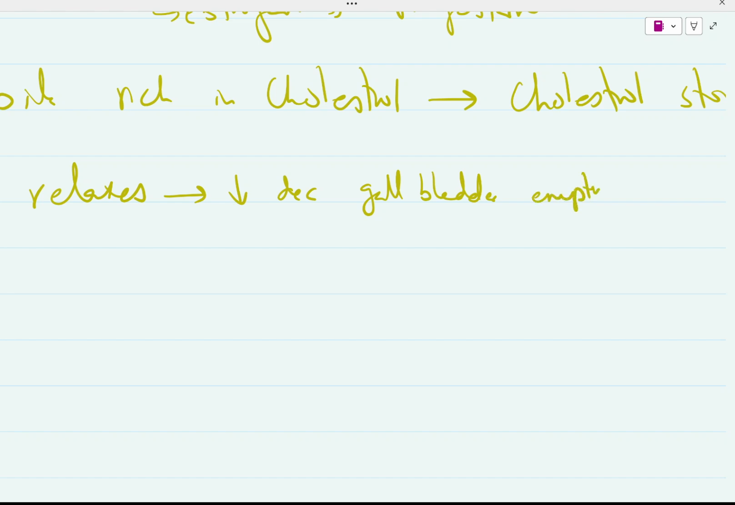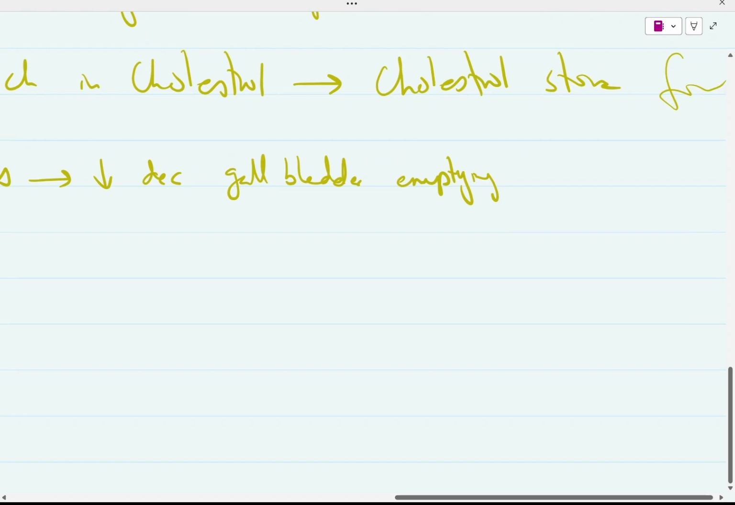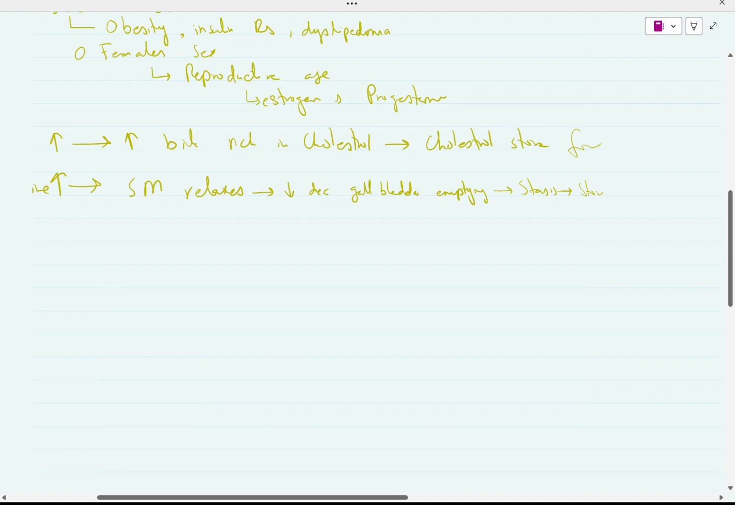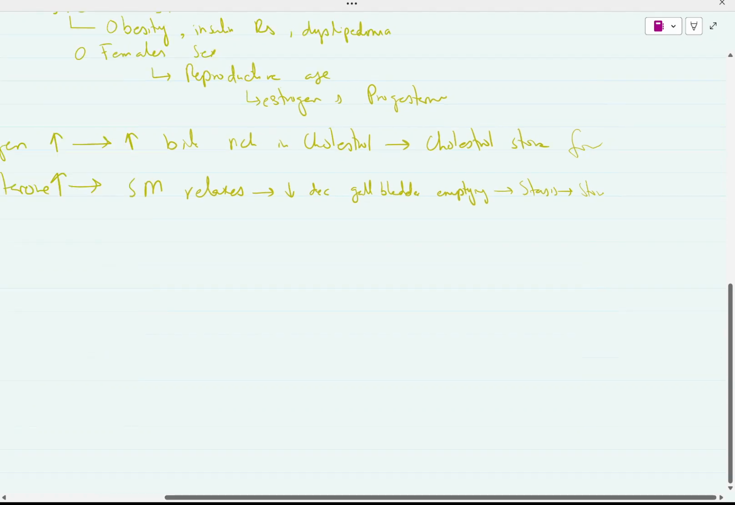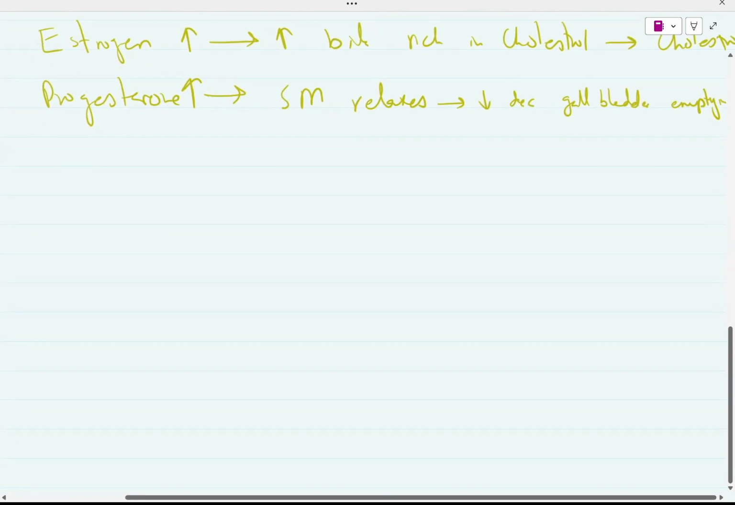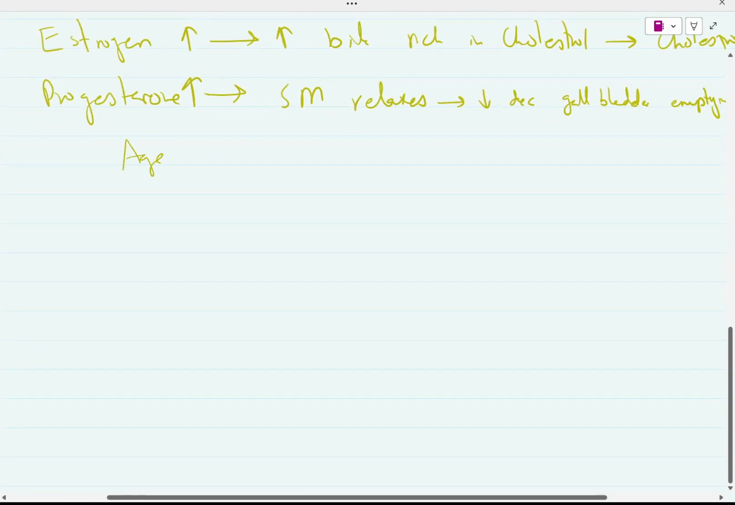So what will happen when there is decreased gallbladder emptying? There will be stasis, and after stasis there is stone formation. So you got it: how females, especially with multiparity or in pregnancy, produce cholesterol stones in the gallbladder. So next thing, a patient of age more than 40 years, it's also a risk factor of cholesterol stones.